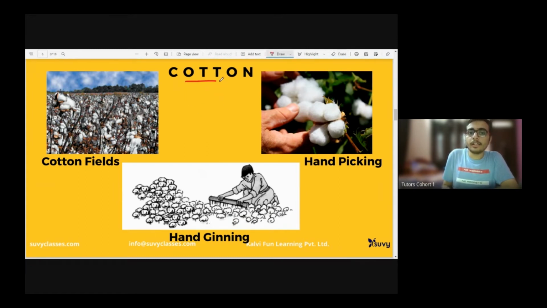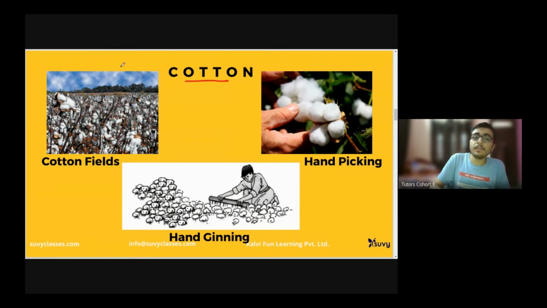So cotton, let's talk about cotton. I just said that we are preparing cotton clothes. So firstly we will study the process of fiber to yarn. Fiber to yarn. Now, fiber shall be prepared from the direct source.